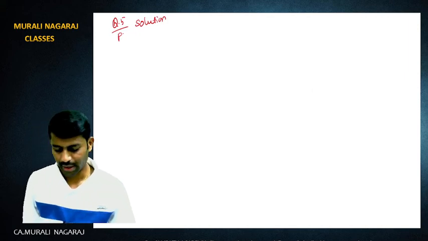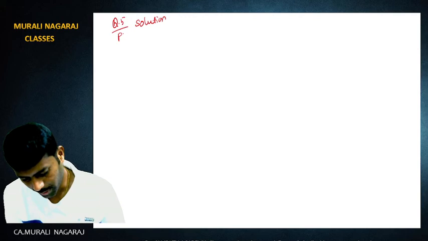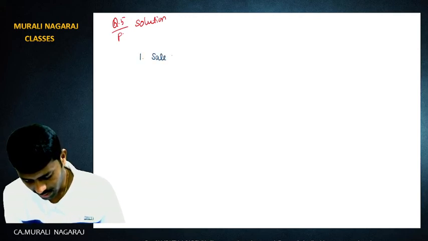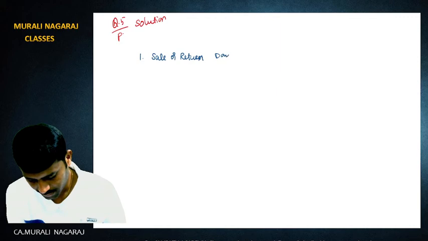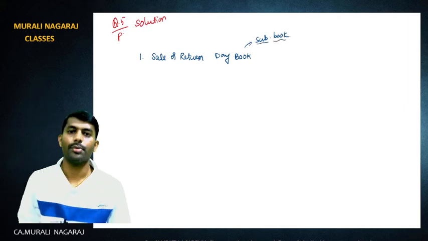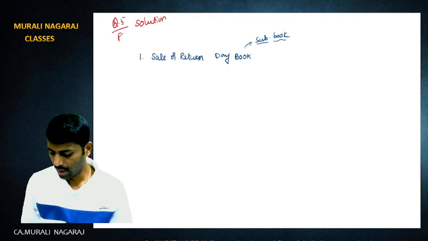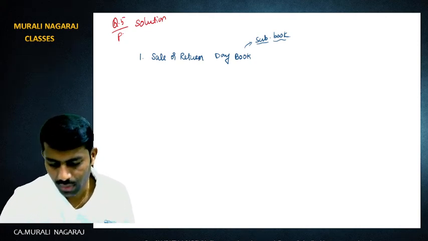Now, first we will prepare number 1, the sale or return day book, which is a subsidiary book. We are going to prepare the sale or return day book date-wise. So whatever they have given, as it is, we are going to prepare the account date-wise.